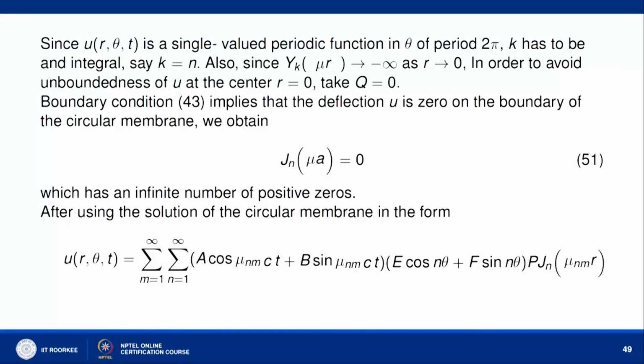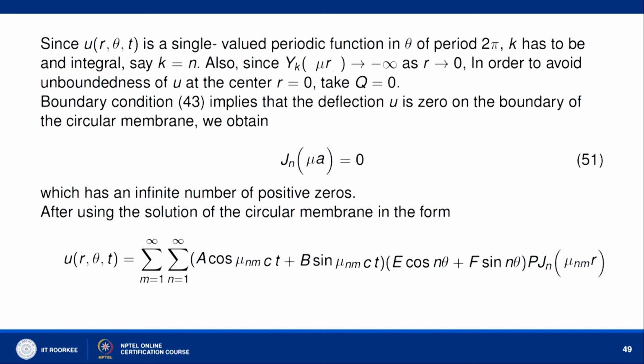Now if we look at the next boundary condition, at r equal to a your solution is going to be 0. So on the boundary, J_n(mu a) has to be 0. You have to choose mu in a way such that J_n(mu a) is 0. Since J_n(x) equal to 0 has infinitely many roots, let us denote mu as the infinitely many zeros of J_n.